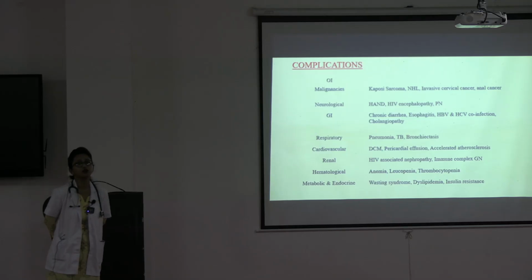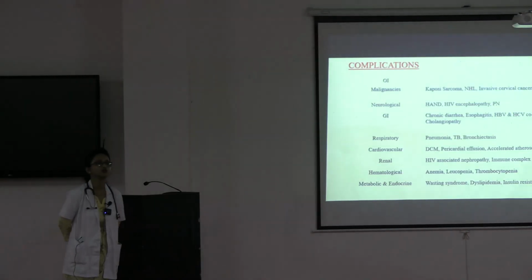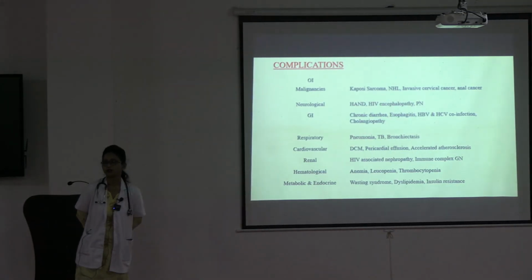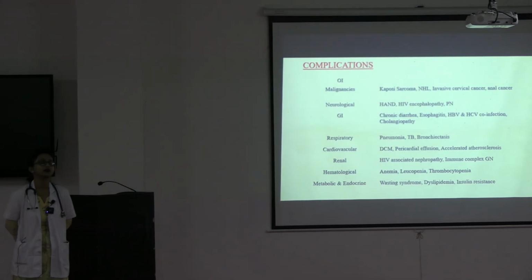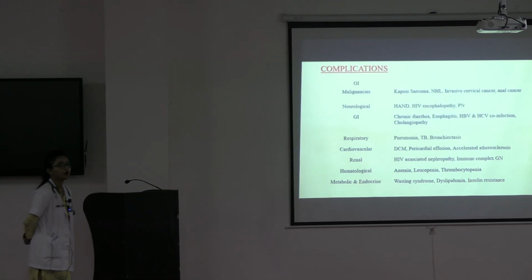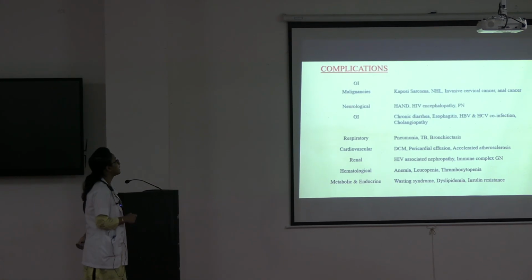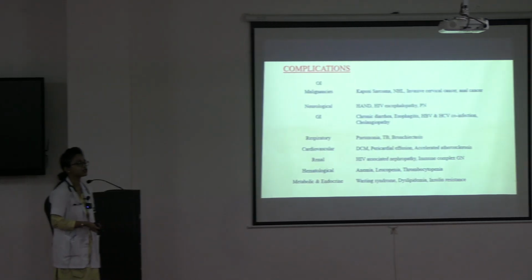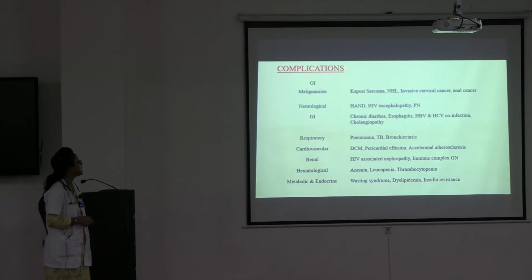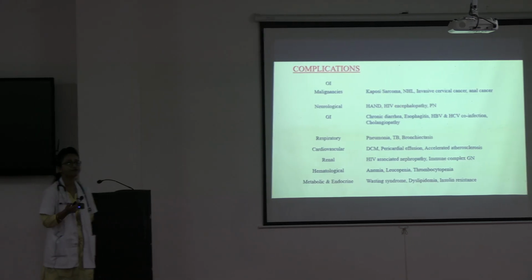So this is a list of all the complications. As I have already told you in the initial few lines of my presentation, the HIV virus can affect each and every system of our body. This is what I was telling you. It can cause opportunistic infections and malignancies like Kaposi sarcoma, non-Hodgkin's lymphoma, invasive cervical cancer, anal cancer. Then in the neurological system, HIV-associated neurocognitive dysfunction, HIV encephalopathy, peripheral neuropathy.